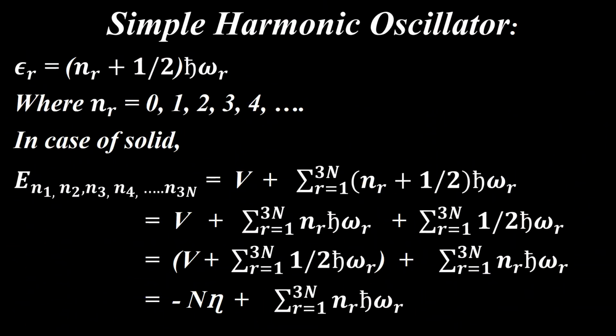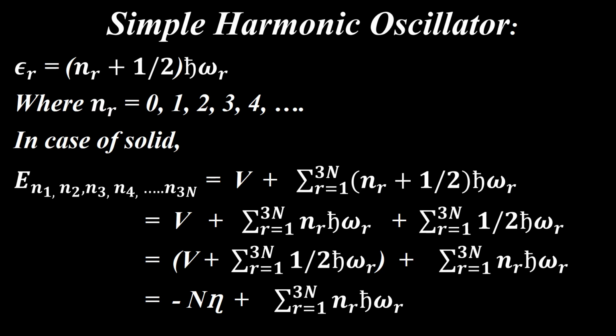In case of a simple harmonic oscillator, we get an equation that is epsilon r equal to (nr plus half) h cut omega r, where nr equal to 0, 1, 2, 3, 4 and so on. In case of a solid, we know E(n1, n2, n3, ..., n3n); E means in terms of energy.